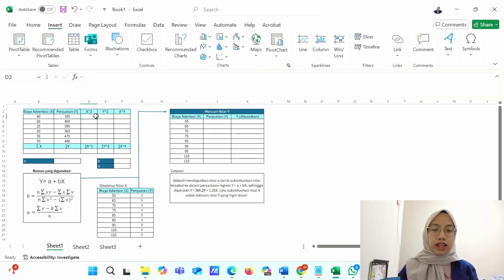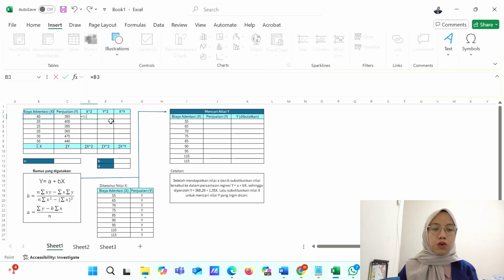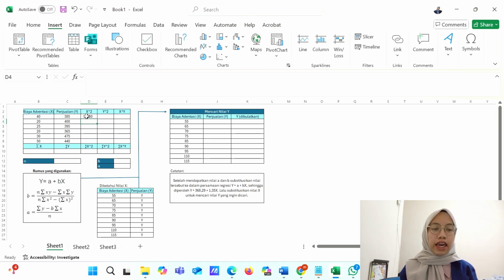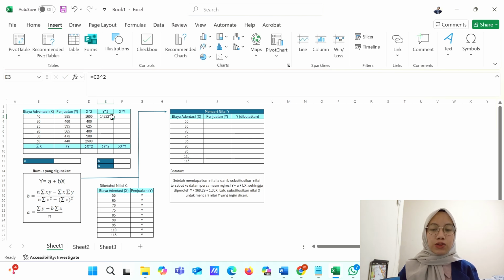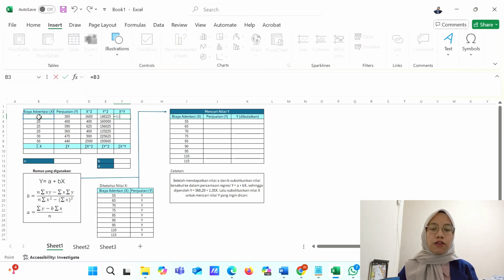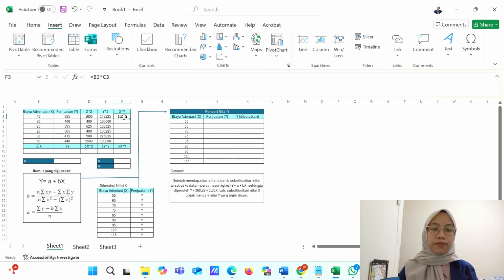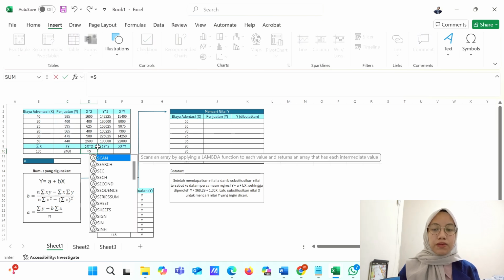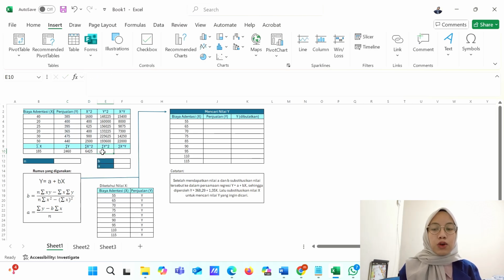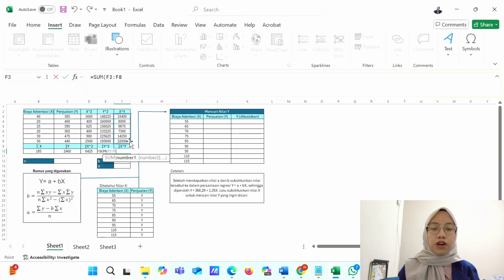First, we prepare the data we want to calculate. Since this data is incomplete, we complete the y values by finding the a and b values from the known x and y values. As usual, we find the sum of each calculation we need, such as the x squared value and the x multiplied by y value. Then, we calculate the values of n, a, and b using the following formula.